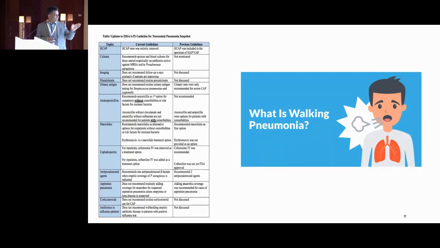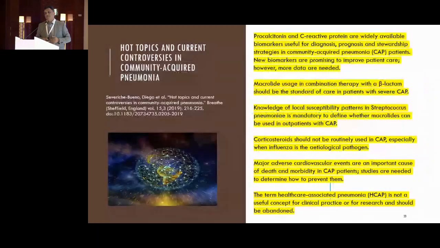And anti-pseudomonal agents, as I mentioned, have specific criteria. Corticosteroid is discussed in this one; earlier it was not. Also antibiotics for influenza patients. A lot of new topics were discussed in this one. And I am sure next time they will discuss a lot more, because we now have so much knowledge from treating COVID-19. So all this will translate into community-acquired pneumonia treatment.